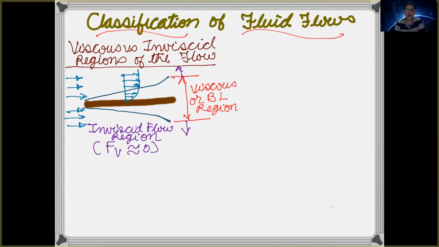Whereas when you do an experiment, you can get results both in the viscous and inviscid regions. If you do computations, you can get accurate results both in the viscous and inviscid flow regions.